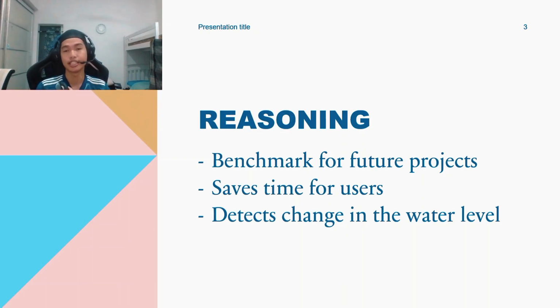Thirdly, it detects changes in the water level. This is very important because, as we all know, plants need water to survive, and this system will autofill the plants with water. But where does the water come from? The water will come from any source of water, and we need to detect the changes in the water level so that we can refill the water, and then the plants will have an automated water filling system.